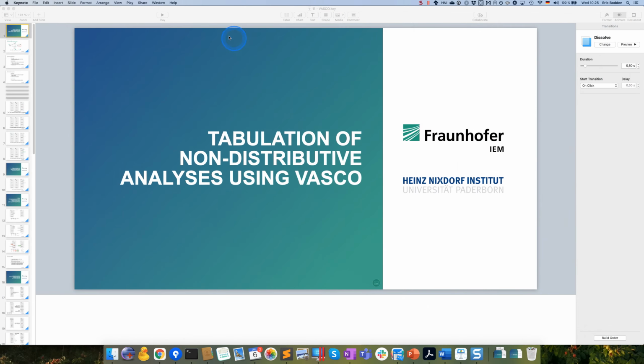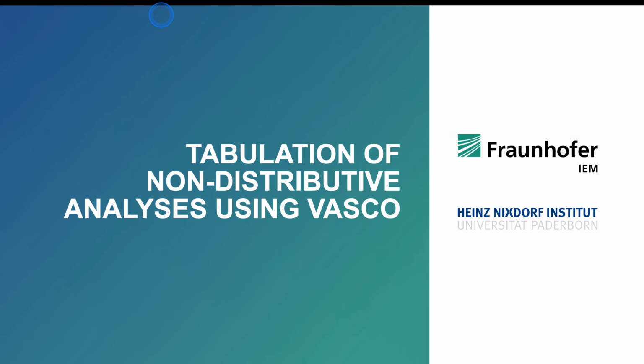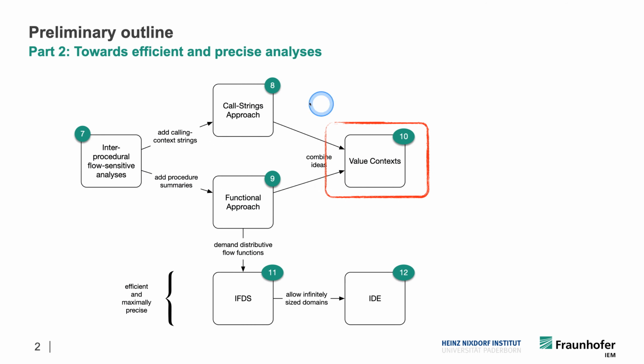Welcome back again. In the past few weeks, we already talked about the cost strengths approach and the functional approach. And I want to talk this week about an approach that combines both of these ideas. So it's using summarization, or in this case, it's rather called tabulation, but of non-distributive analysis. And this approach is called VASCO. And like I said, it's basically combining elements of the cost strengths approach with elements of the functional approach.